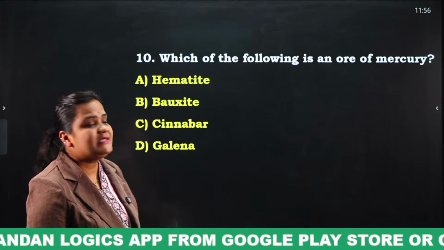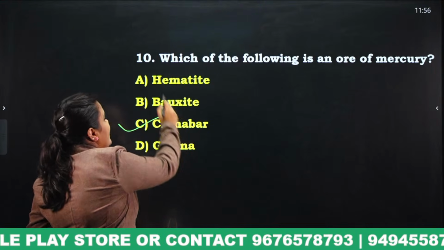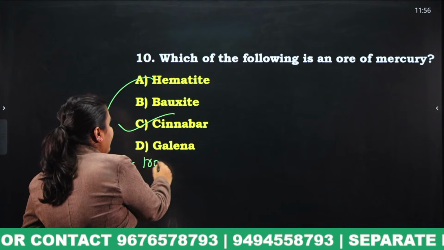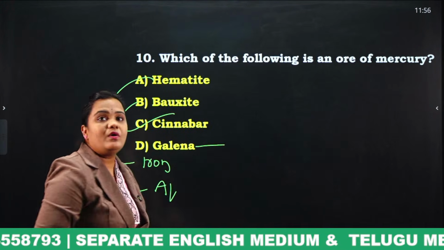Which of the following is an ore of mercury? Cinnabar. Very good. Just now I have told you. Hematite is an ore of iron. Bauxite is an ore of aluminium. Then galena is an ore of what?